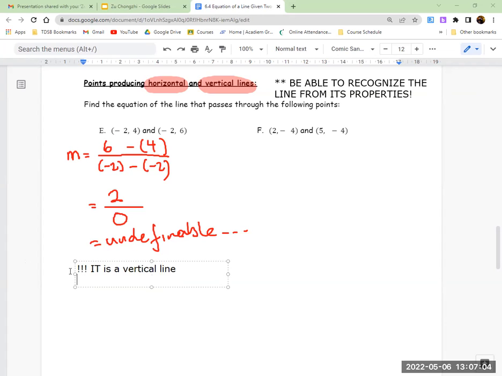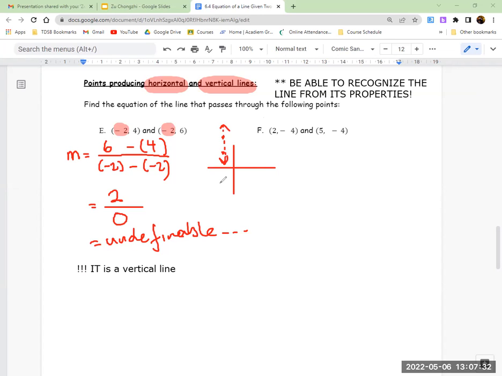And if you know that it's a vertical line, y values can be anything I want. But what did the x value always remain as? Look at the 2 points. No matter where we are on the graph, so let's quickly draw a graph. -2, 4 is here, -2, 6 is here. This is my vertical line.